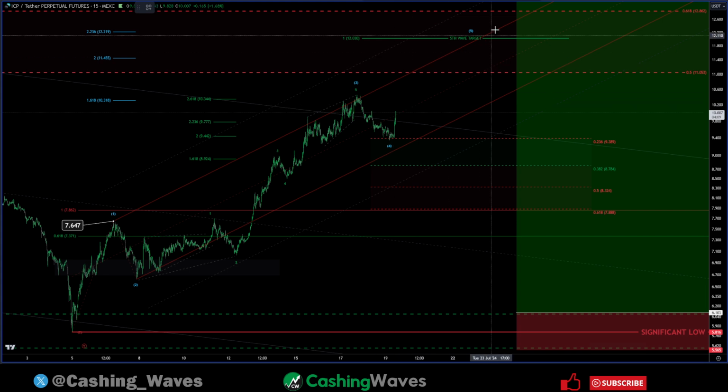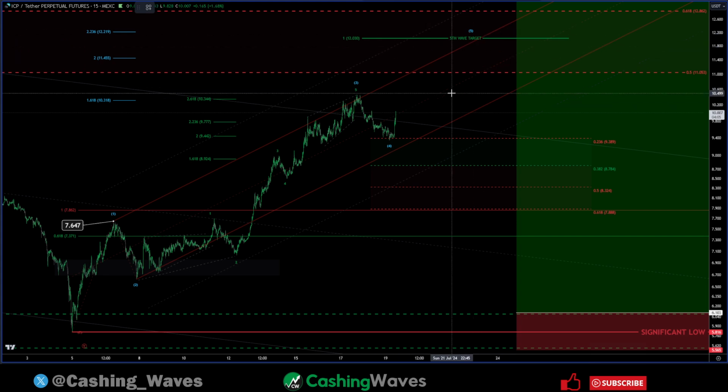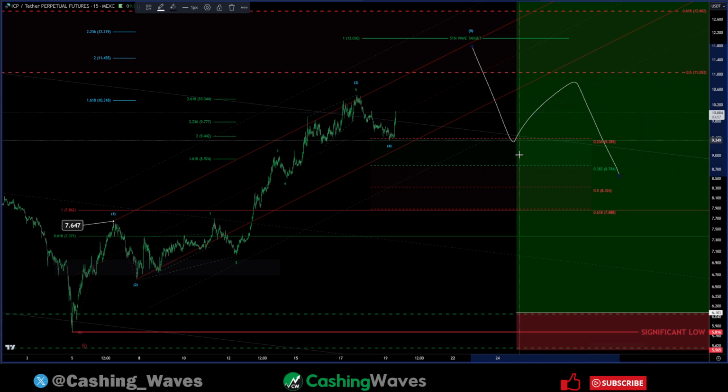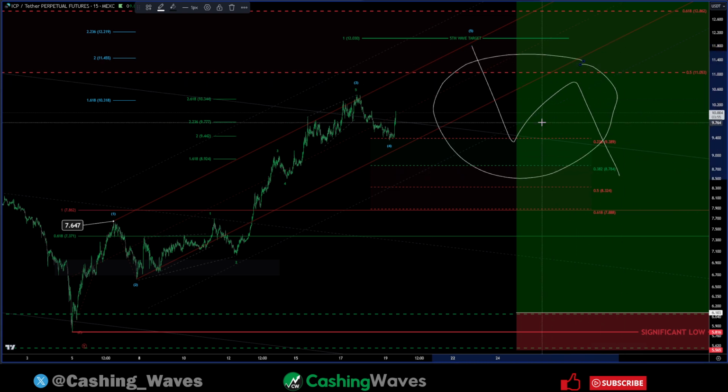I would suggest once we get up to this target to either take profit, not financial advice, just what I would do, to take profit, or hedge, which just means go short the same amount you are long. So once we get this wave 2, this whole area is neutral to you.